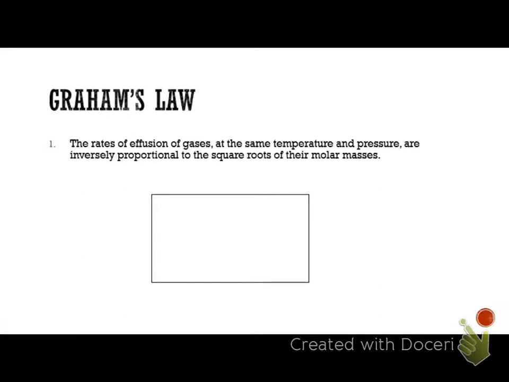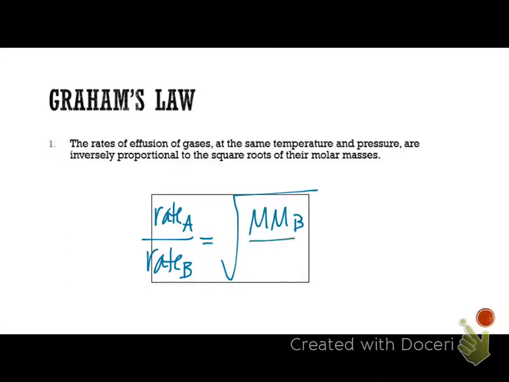Okay, so that brings us to Graham's law, and Graham's law is governing the rates of diffusion of gases. At the same temperature and pressure, they are inversely proportional to the square root of their molar masses. So it looks like this. Let's say we have the rate of A over the rate of B. It's going to be equal to the square root of the molar masses, inverted. Okay? So we'll do two examples of that. MM is molar mass.